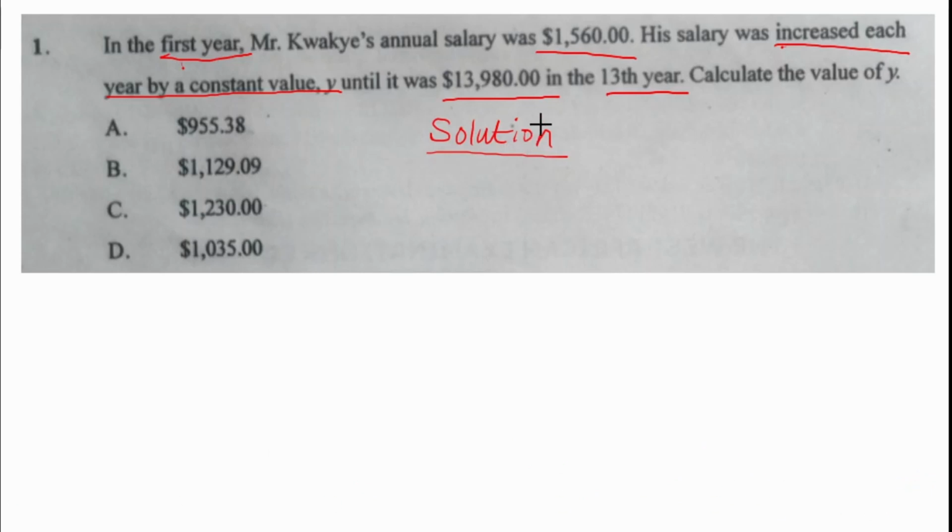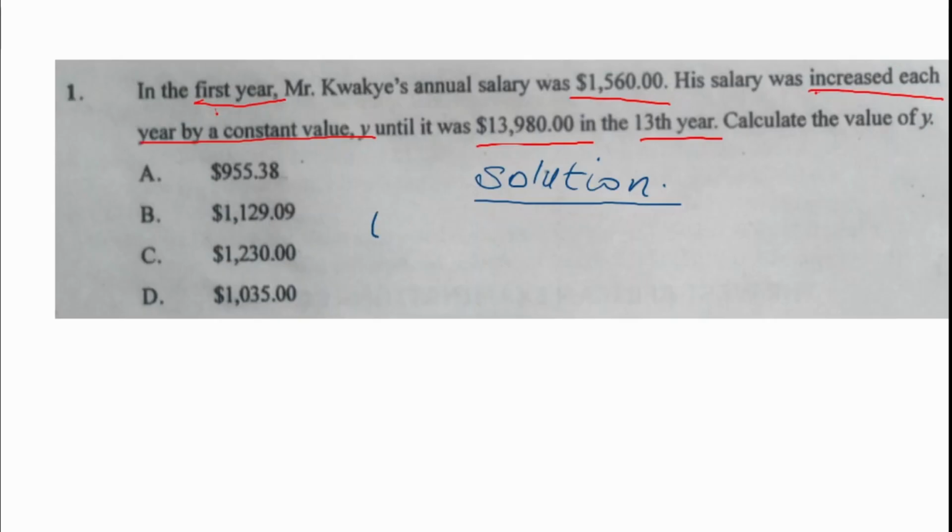So it will be important for us to write the formula for the general term of a linear sequence, which is Un, or some write Tn, which is the same as the last term, equals a plus n minus 1 d, where Un stands for the nth term, L stands for the last term, a the first term, n the number of terms, and d is the common difference.